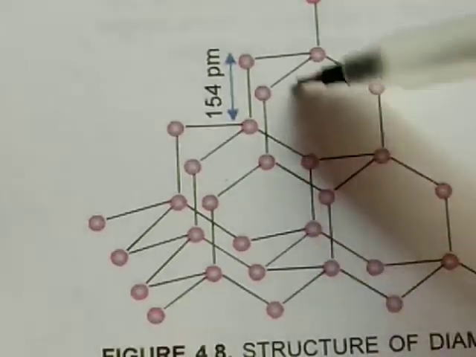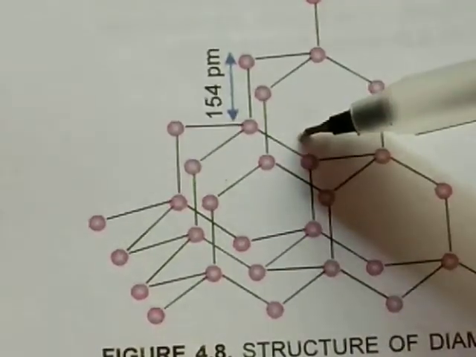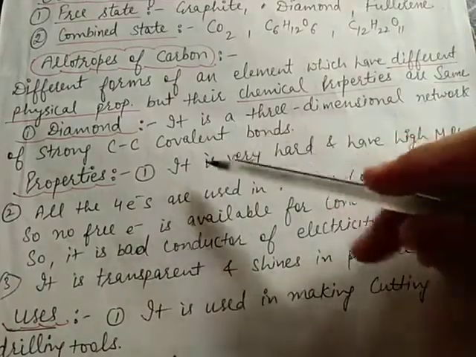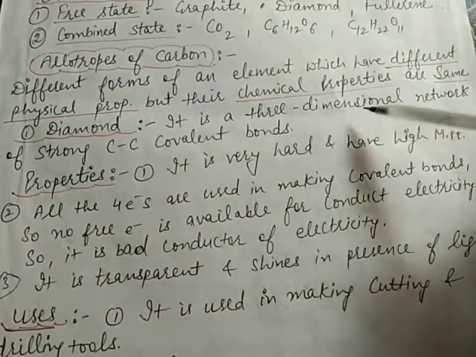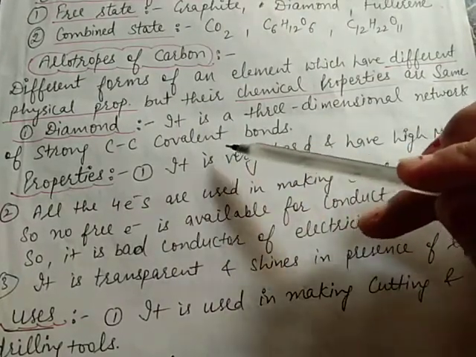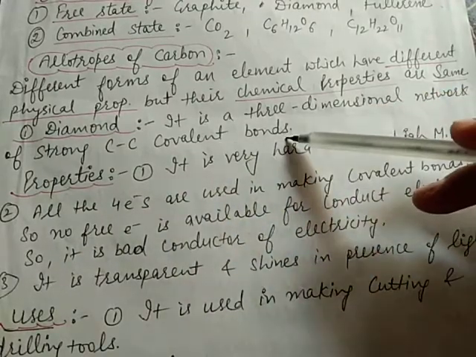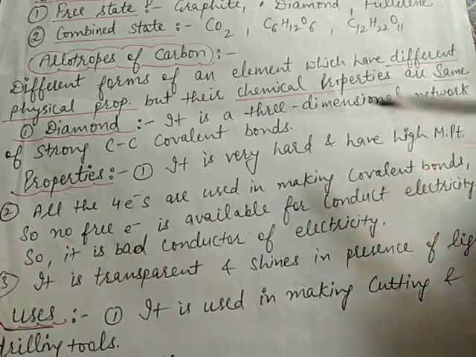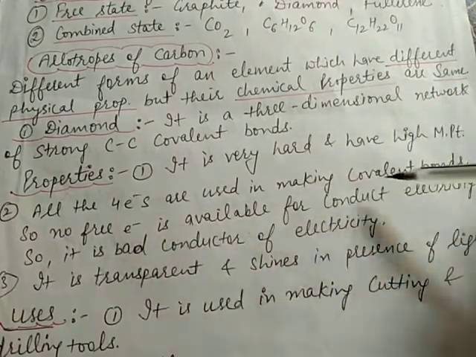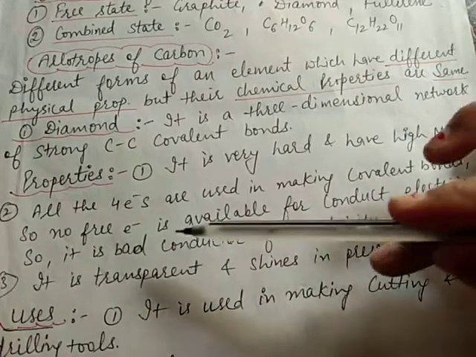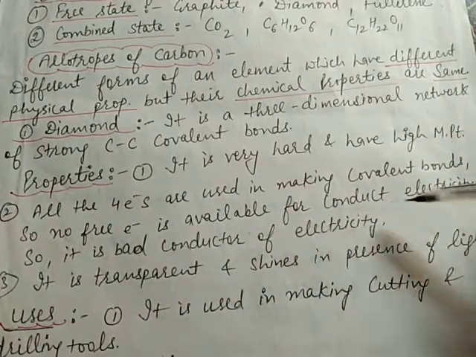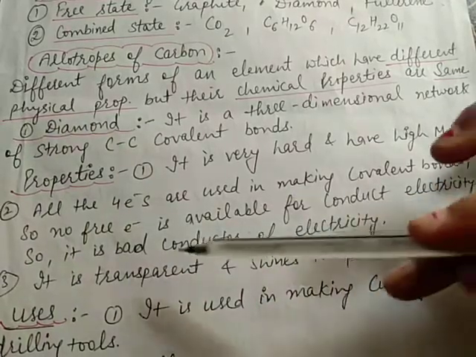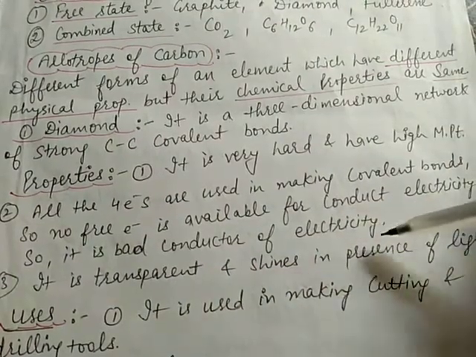Now these are the properties of diamond. It is a three-dimensional network of strong carbon-carbon covalent bonds. Properties of diamond: it is very hard, very high melting point. All the 4 electrons are used in making the covalent bonds. So no free electrons are available to conduct electricity. So it is a bad conductor of electricity. It is transparent and shines in presence of light.